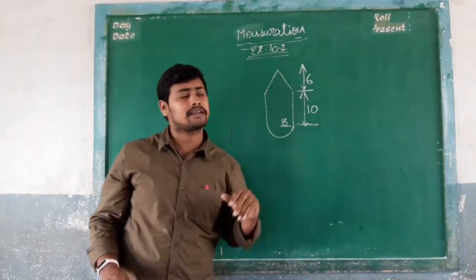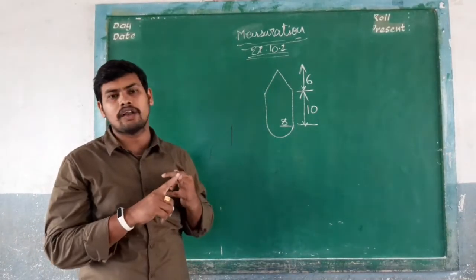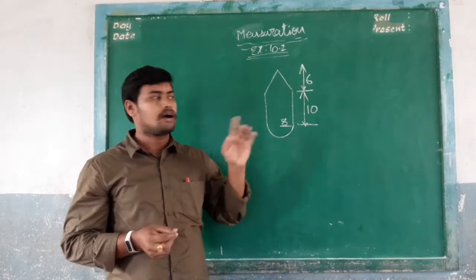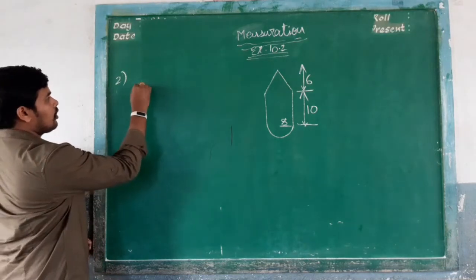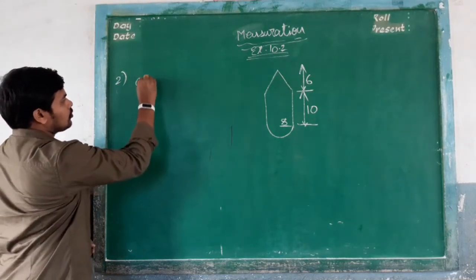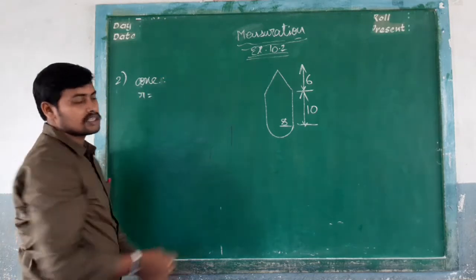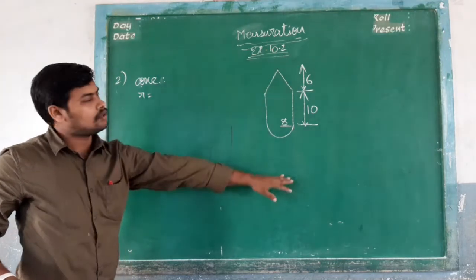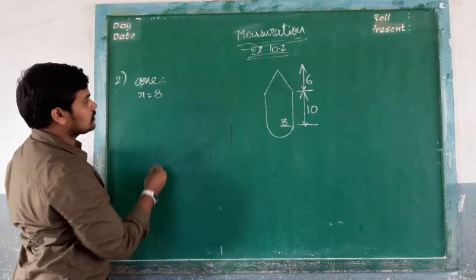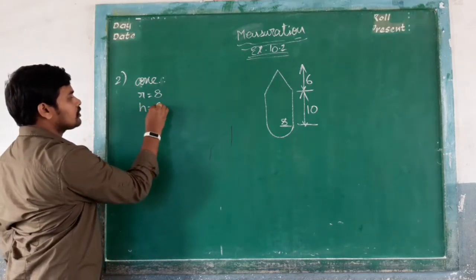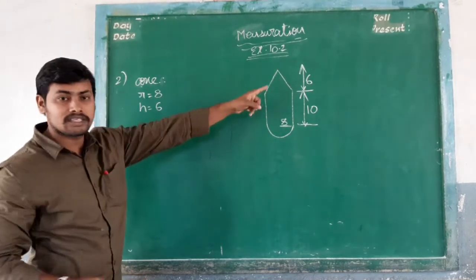First I have to calculate the lateral surface area of the cone, which is pi r l, but we don't know the value of l. So I have to calculate l initially. Cone: we already know the radius of the three solids is the same. So the r value is 8 centimeters, and the h value is 6 centimeters. Radius is 8 centimeters and height is 6 centimeters for the cone.